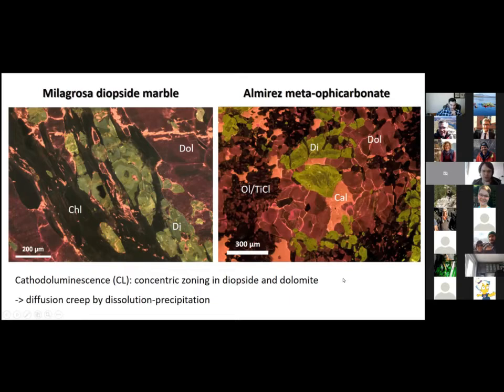And from these observations, we can deduce that the deformation mechanism likely was diffusion creep by dissolution precipitation and not dislocation creep, which would obliterate these zoning patterns.